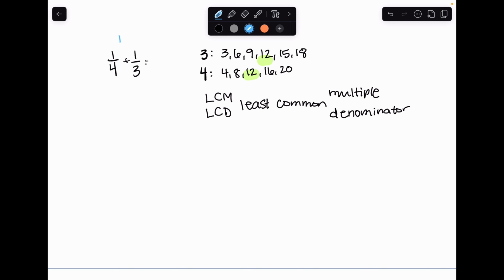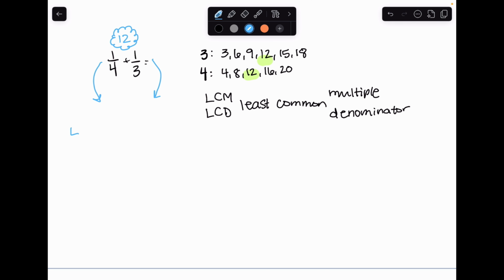So once we've decided what we're going to use for our LCD, we're going to go ahead and find equivalent fractions of 1/4 and 1/3. Now what I've done here is I've just taken my denominator that I'm going to use and I've just put it above each of my fractions. I have my 5th graders do that so that they know what they're working towards and they don't forget what their least common denominator is going to be. So next step is actually multiplying.